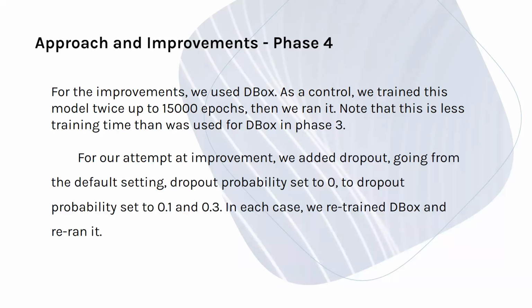For phase 4, we tried to make improvements to DBox. As a control, we trained DBox just up to 15,000 epochs, and then we ran it. Note that this is less training time than what we used for DBox in the previous phase, phase 3. For our experiment, we added dropout. We went from the default setting, where the dropout probability was set to 0, to a dropout probability of 0.1 and 0.3. In each case, we retrained DBox and then we ran it.